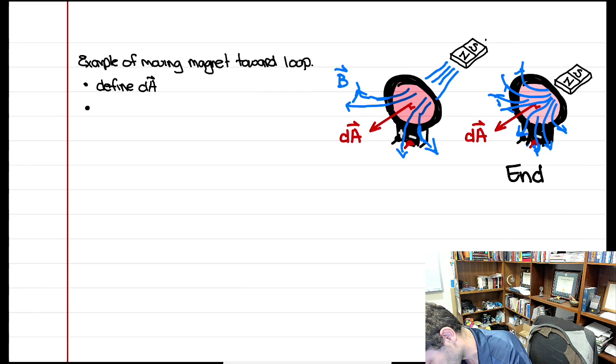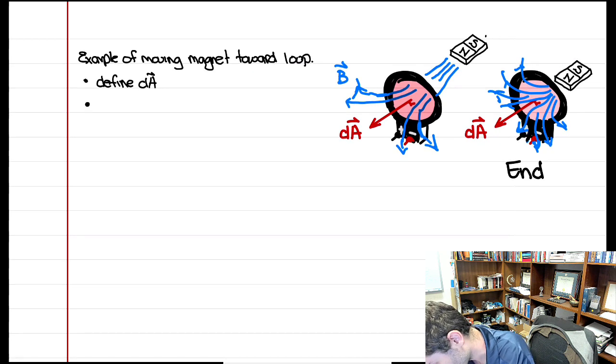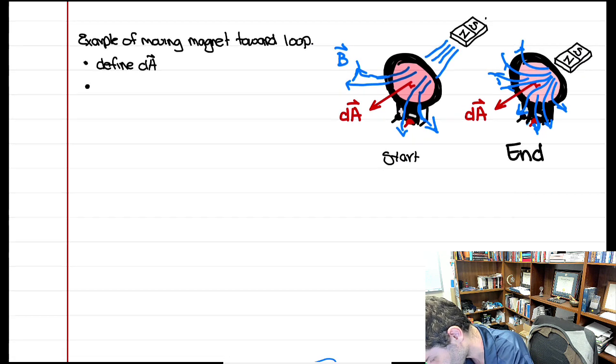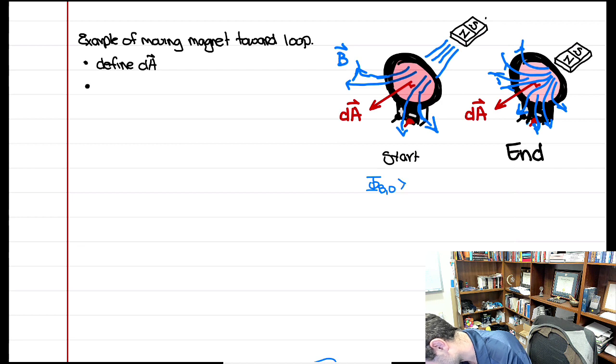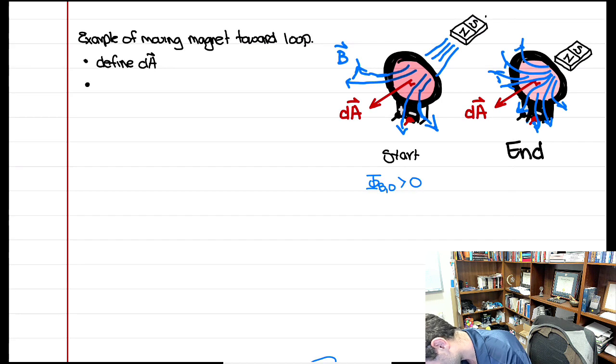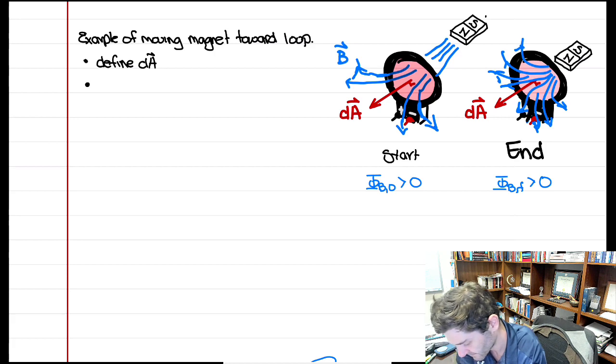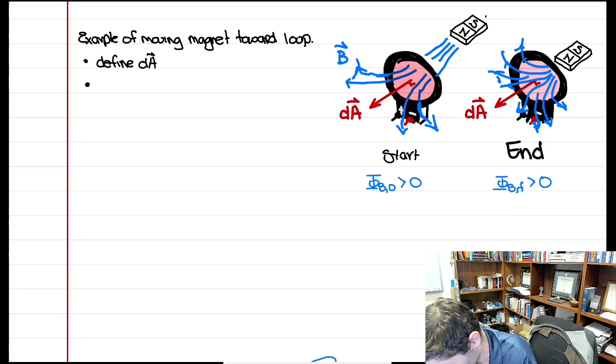So in this case, if you look at this, I would expect that this first picture, I lost the word start. Let's see. It's the starting condition, that's the ending condition. In this case, it seems like I'm starting with some initial magnetic flux, which I define to be positive. It ends with some magnetic flux that I also define to be positive. And particularly now I'm interested in what is the change.